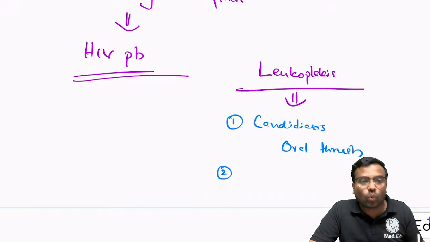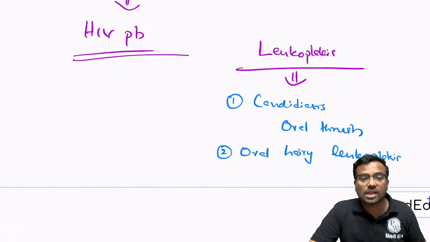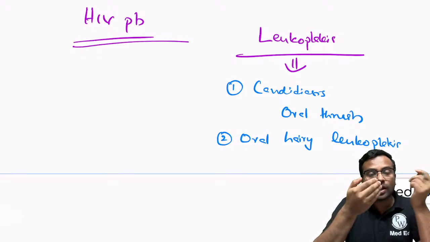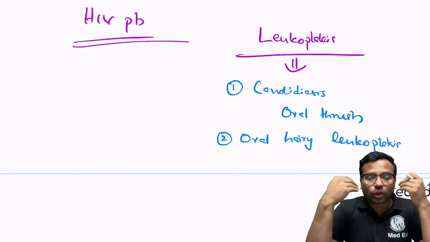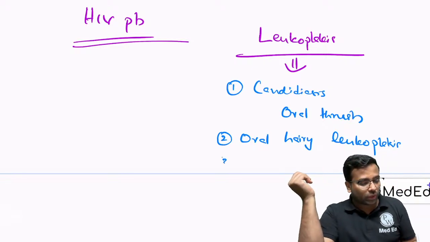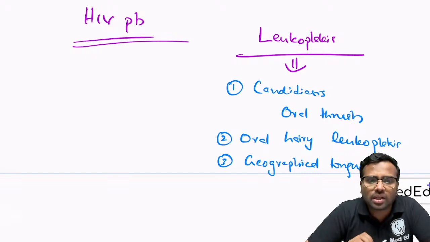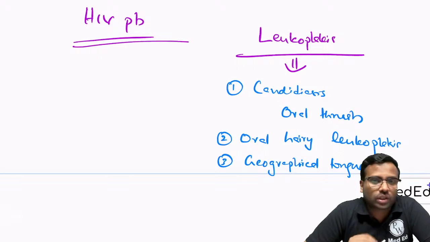The second one can be what we have learned today, that is oral hairy leukoplakia. In oral hairy leukoplakia, when you examine the tongue lesion, the whitish discoloration can be seen more towards the lateral part of the tongue, but not throughout the entire tongue. Another type is the geographical tongue. In geographical tongue, nothing specific needs to be done, because this is considered a physiological change or a normal finding. So just reassure the patient.